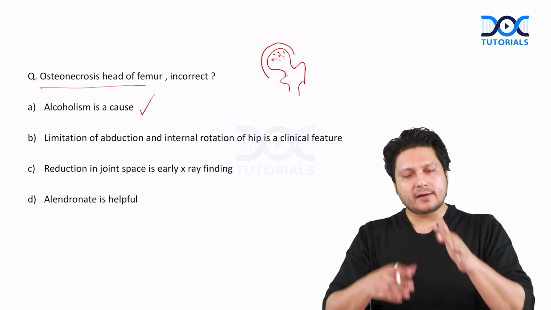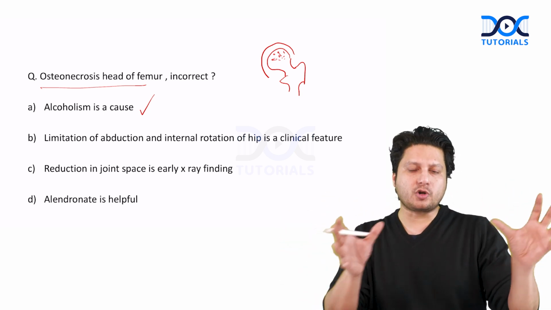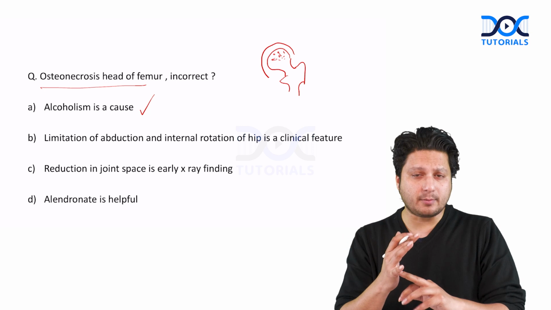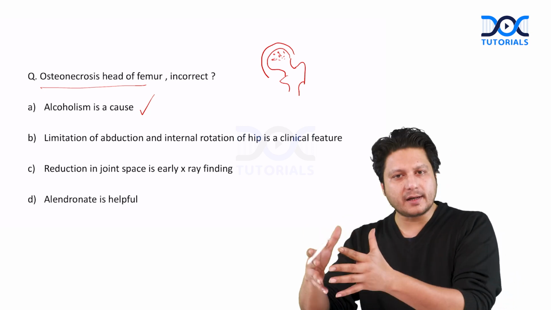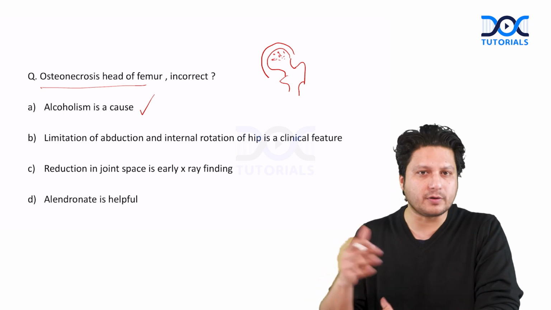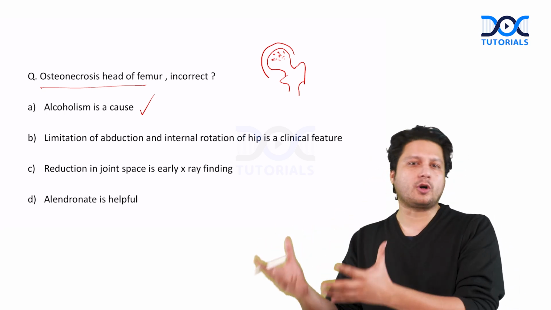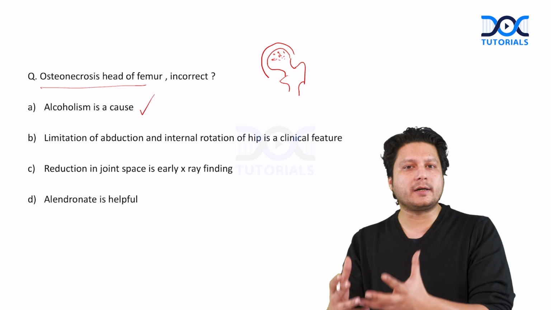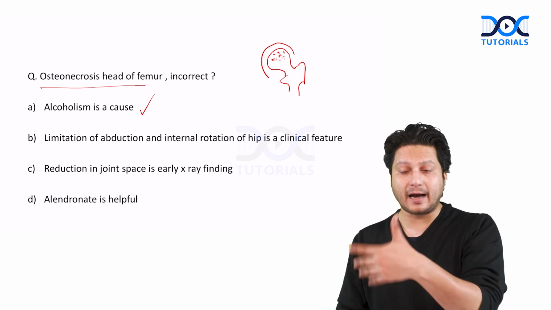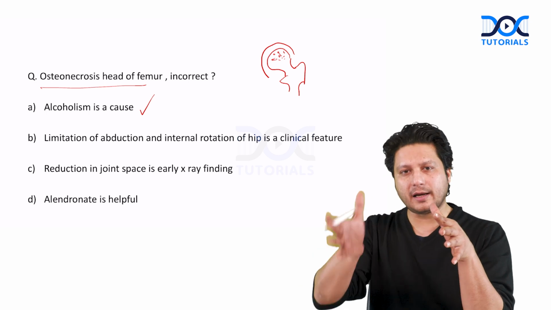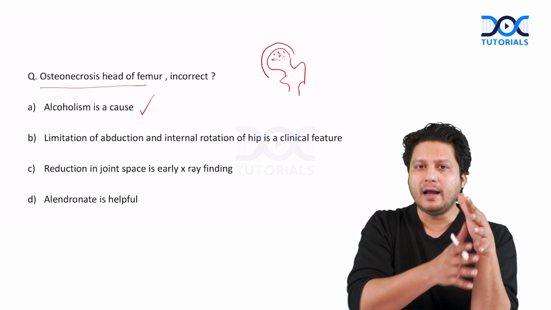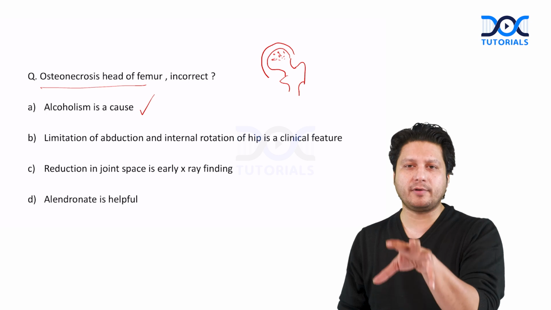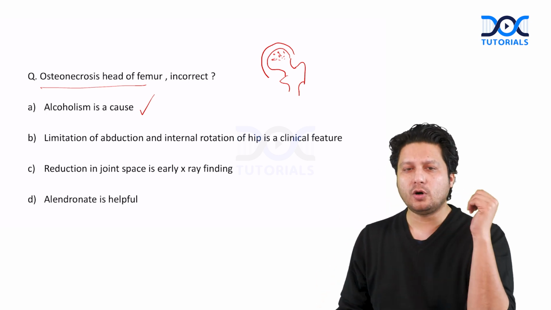Alcoholism is a cause. As far as causes are concerned, you can divide them into two. One is traumatic, the other one is non-traumatic. Traumatic causes like fracture neck of femur, dislocation of hip, fracture acetabulum. All of these can result in secondary avascular necrosis of the head of the femur. On the other hand, there are several non-traumatic causes like alcoholism, smoking, steroids, antiretroviral drugs, and some metabolic disorders like Gaucher disease, sickle cell anemia, or Kienbock disease. So these are the non-traumatic conditions which can result in avascular necrosis of the head of the femur. And out of these, alcoholism is considered a very common clinical cause identified to cause osteonecrosis of the head of the femur.